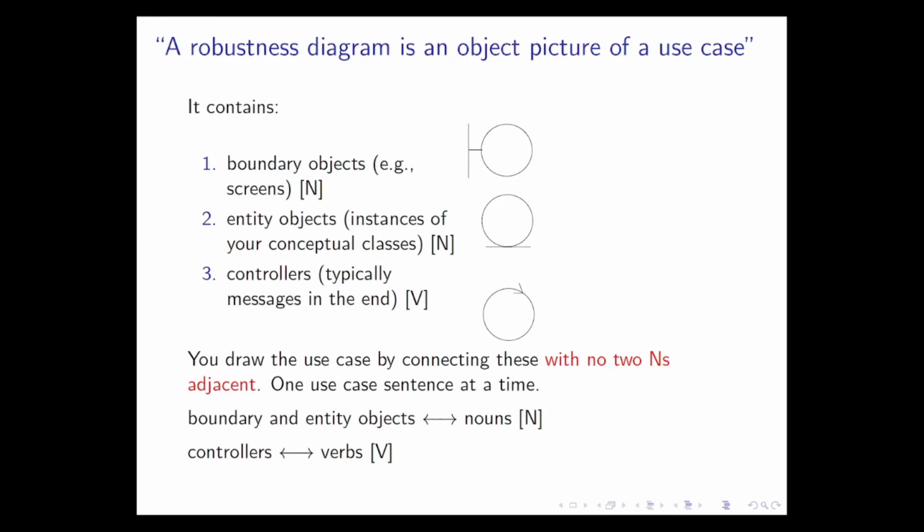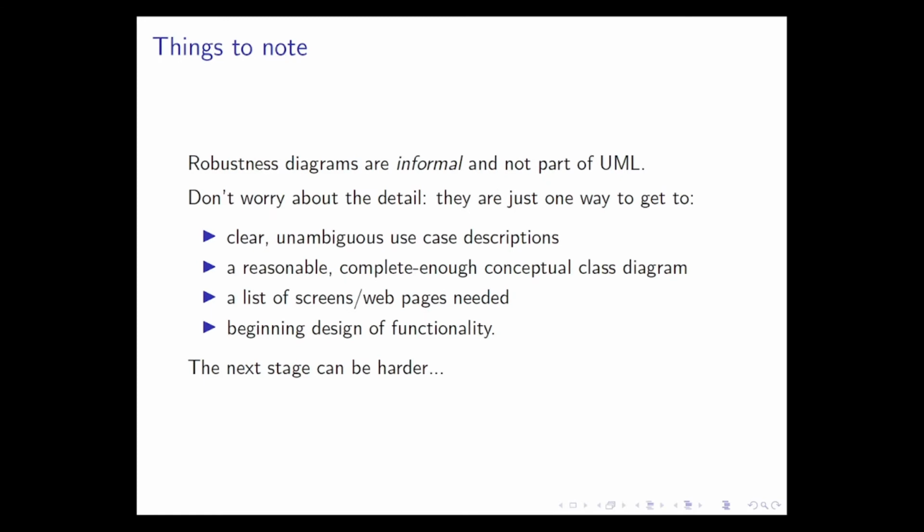And so the fundamental rule of how you construct this object picture of a use case, this robustness diagram, is that you connect elements of these three different kinds, and no two nouns must ever be adjacent. Okay, so all the communication, all the behaviour, has to be represented by controllers. And you basically just go through it one use case sentence at a time, and we'll see how that works.